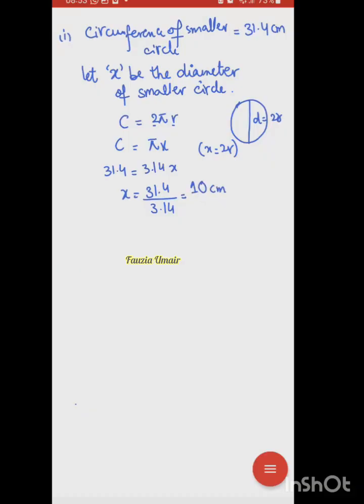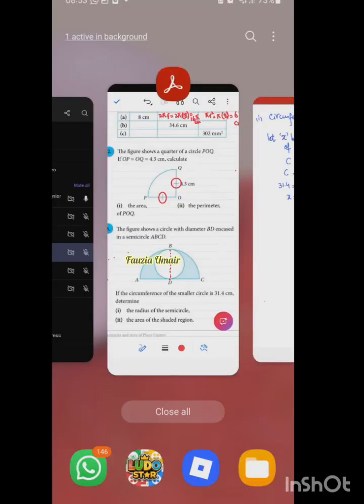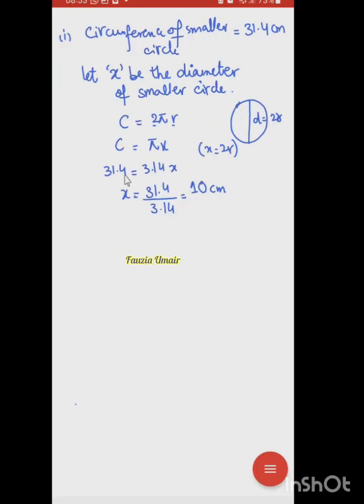So this was the first part of the question. They ask you to find out the radius. So if the diameter is 10 centimeter, what would be the radius of the smaller circle? The radius will be 5 centimeter. This is the answer of the first part.